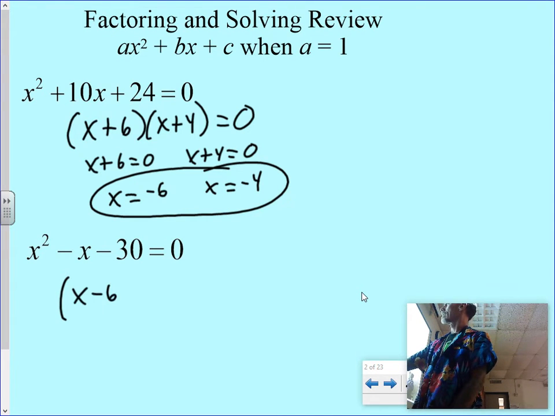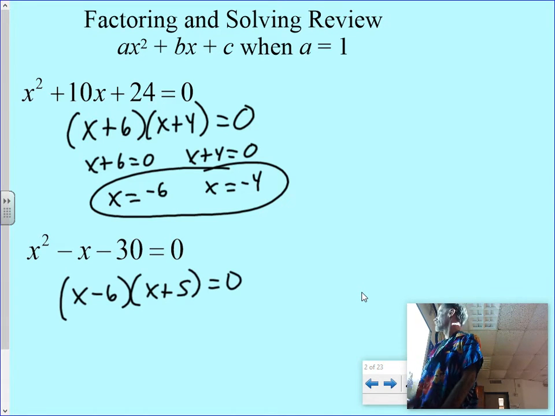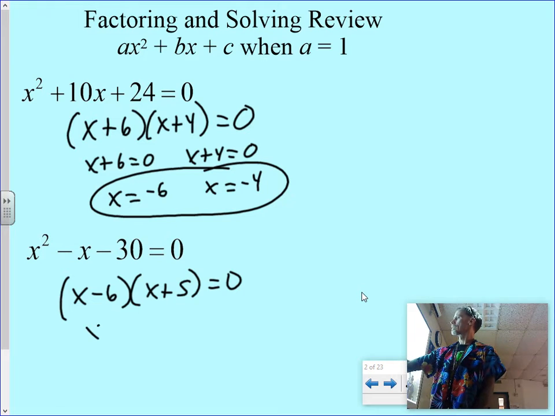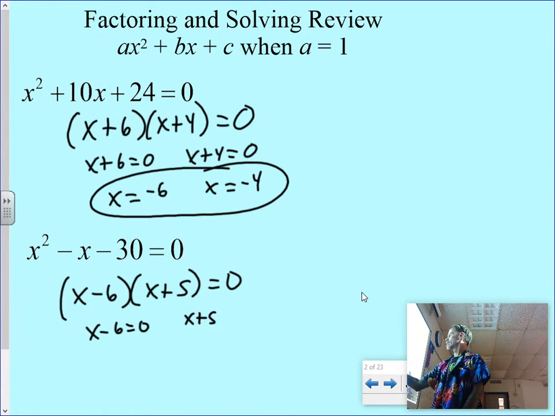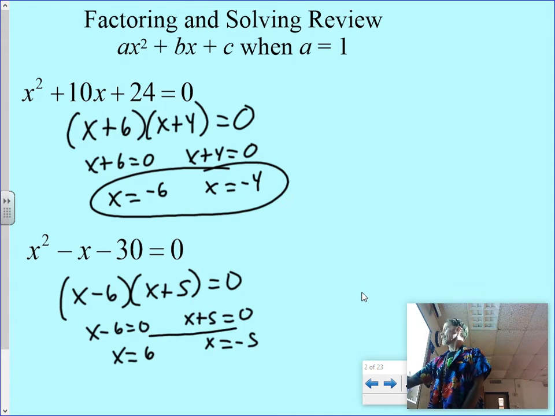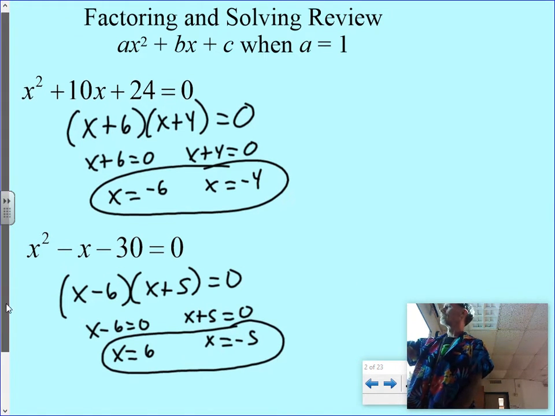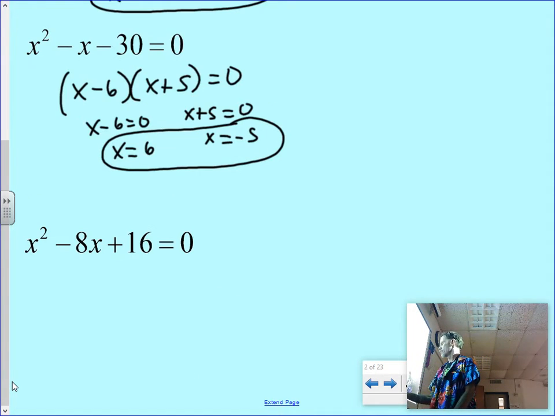So we got x minus 6 and x plus 5. And again, you can multiply that out to make sure. And then for solutions, we have x equals 6 and x equals negative 5. It is just a matter on these of changing the sign and making sure that you write the solutions in the correct format there.